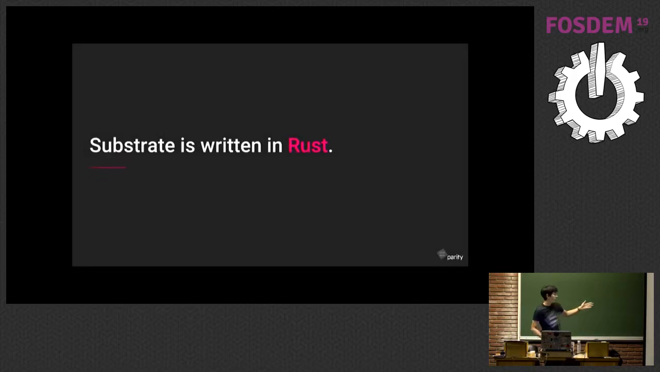If you didn't get it already, Substrate is written in Rust. In fact, all of our clients are written in Rust. That's Parity Ethereum, Parity Bitcoin, and our upcoming Polkadot and Zcash clients. Rust is a new systems programming language started by Mozilla and is known for powering Firefox.